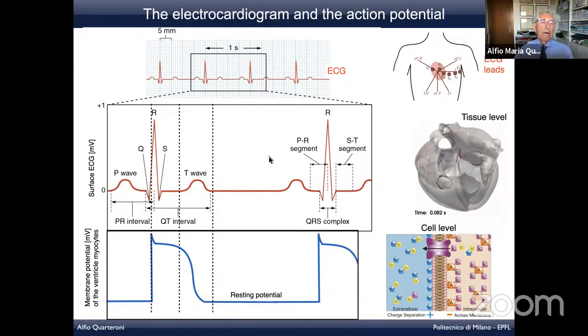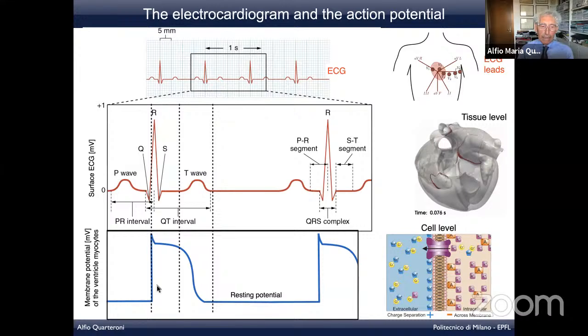This is seen at the level of the chest. Now, when you go to the level of the cell, what you see is what is called the action potential. The action potential is the way you see the depolarization followed by a plateau and a repolarization. And again, this takes place over a single heartbeat, so in a time span of the order of 1 second.